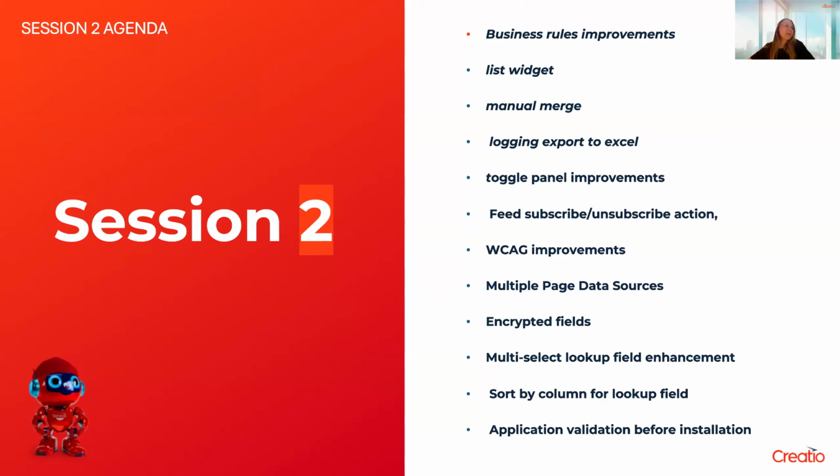First, I would love to tell you about the improvements to the business rule that we've introduced with the latest release, the list widgets component, which is new, and hopefully this will make it easier for you to display your data in your dashboards. Manual merge, which I hope will be of help as well. Logging export to Excel. Toggle panel improvements, the feed subscribe and unsubscribe action, and also WCG improvements. And on top of that, a little bit about multiple page data sources.